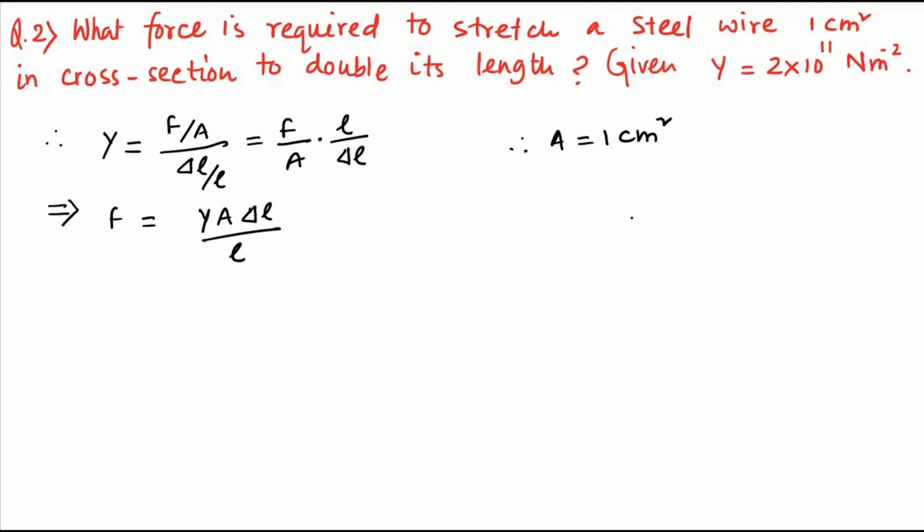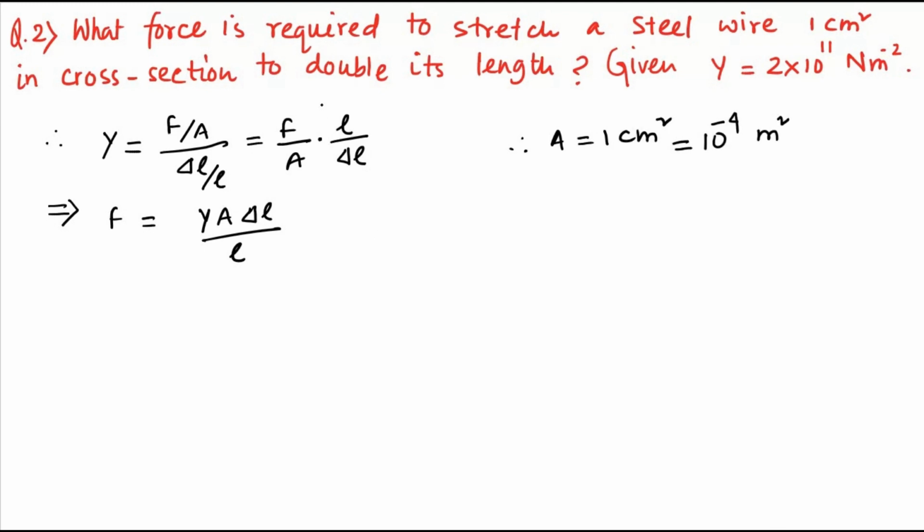As you know, whenever you are solving any numericals, and here Y is given in the unit of Newton per meter square, that means in SI, obviously we have to convert the centimeter square into meter square. We know that 1 centimeter is equal to 10 to the power minus 2 meter. So 1 centimeter square is equal to 10 to the power minus 4 meter square.